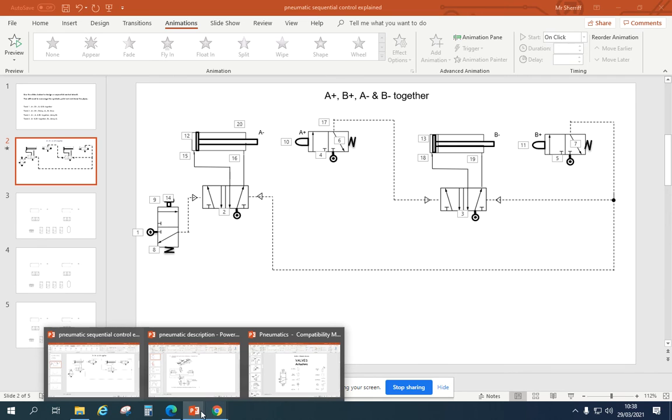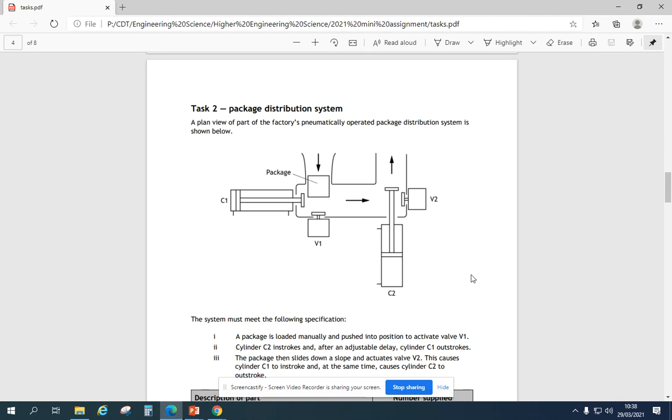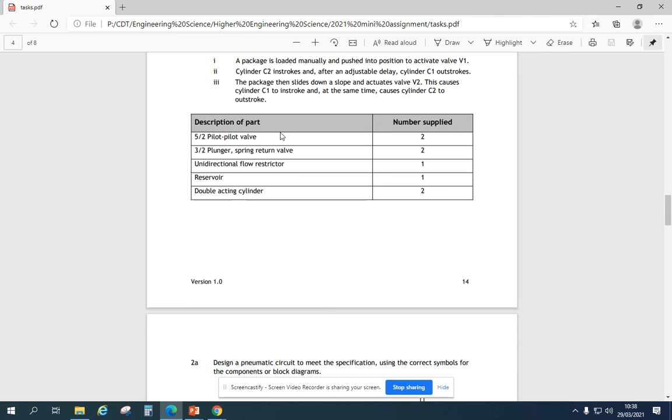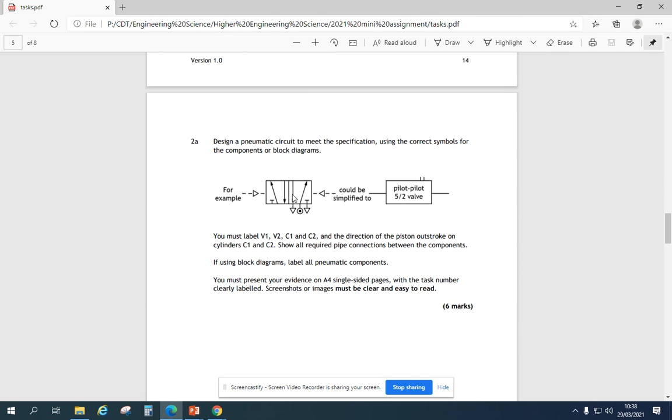You can then go and have a look at task two. Task two, there's a little bit of writing there that you need to read. That's telling you the specification of the system that you're planning. That's the number of parts you've got, and you are to design a pneumatic circuit to meet the specification above. Now, you can either use the valves like I have done, or you can use block symbols like this.